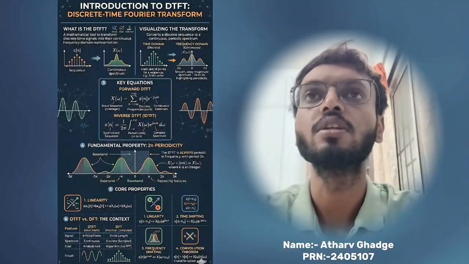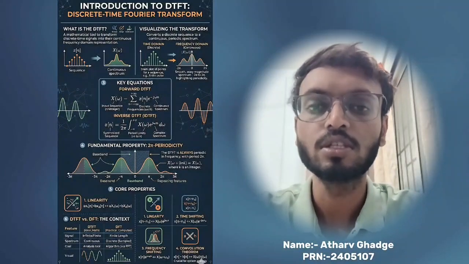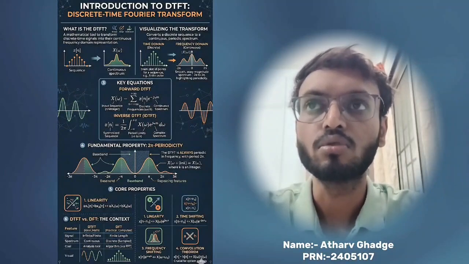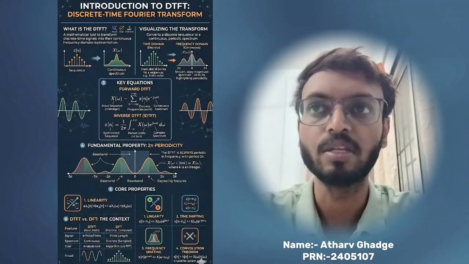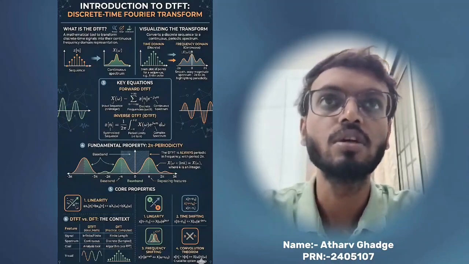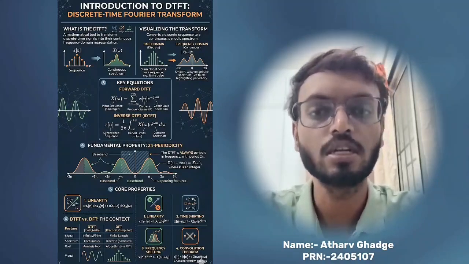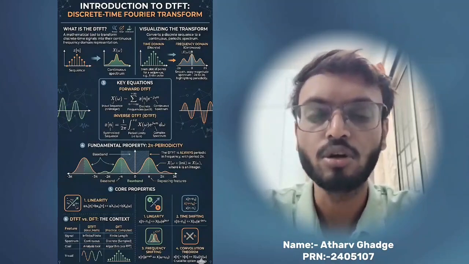Introduction to DTFT, the discrete time Fourier transform. So what is DTFT? A mathematical tool to transform discrete time signals into their continuous frequency domain representation. Visualizing the transform, it converts a discrete sequence to a continuous periodic spectrum.